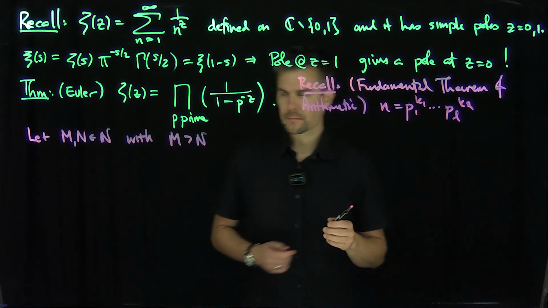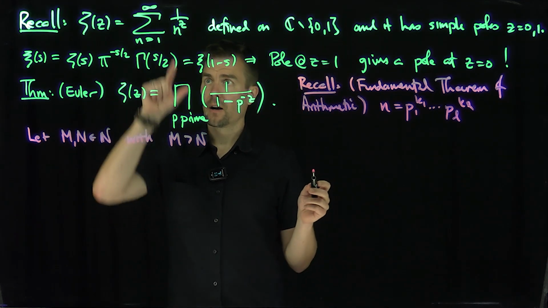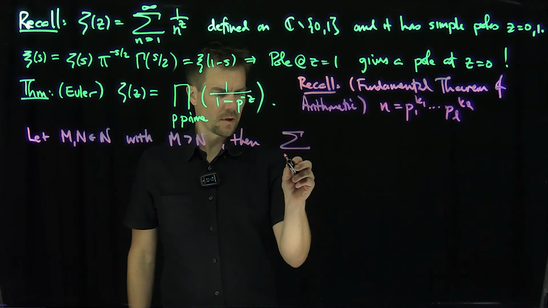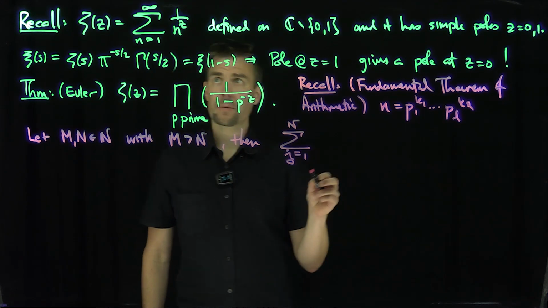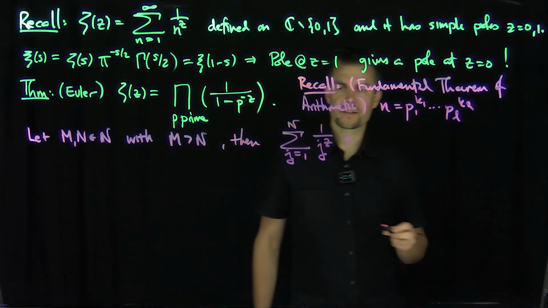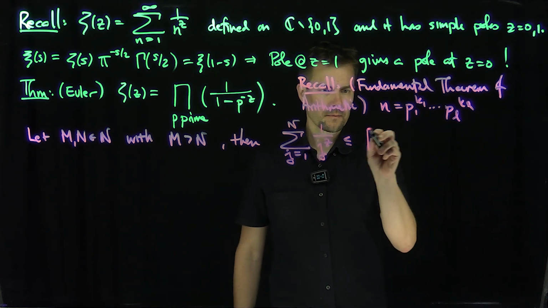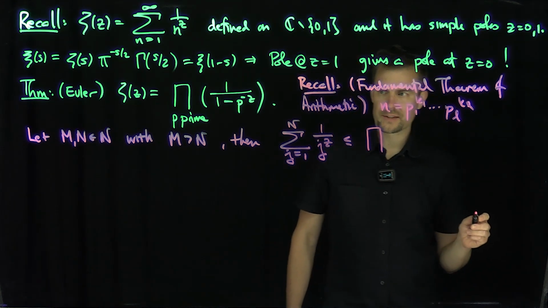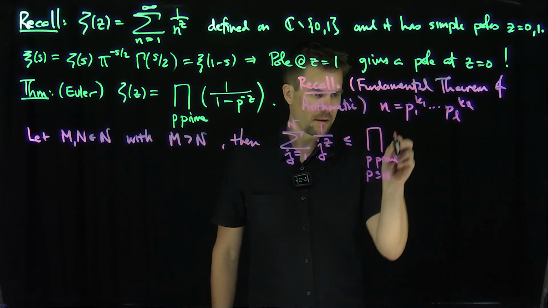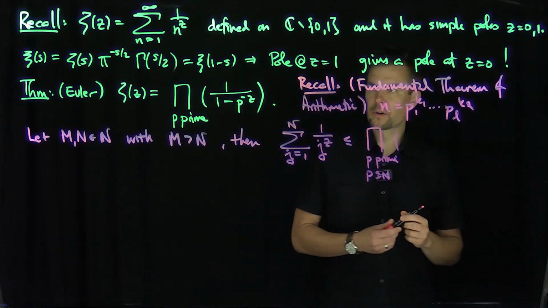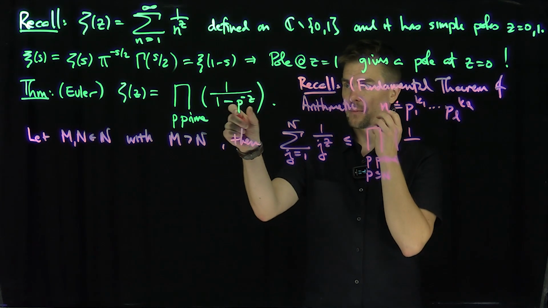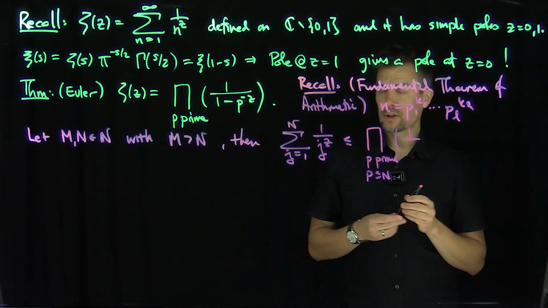Then what can we say? If I look at the truncation of zeta up to n, then the sum j goes from 1 up to n capital of 1 over j to the z is less than or equal to what? Is less than or equal to the product over all primes p less than or equal to n, and then what? And then 1 over, I'm just expanding this out in a geometric progression over here, right? So I expand this out in a geometric progression, what will I get?